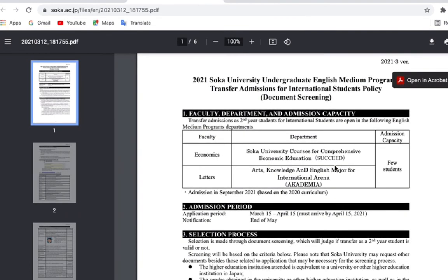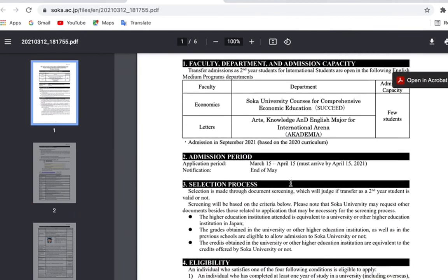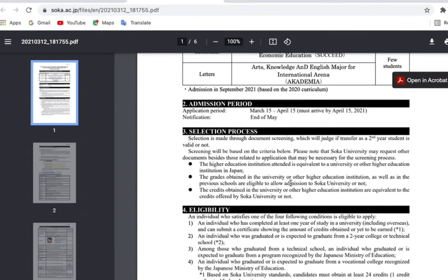okay, so the faculties that accept transfer are economics and letters. Okay. Capacity, a few students. Application period is from 15th March until 15th April. Unfortunately, it has ended.